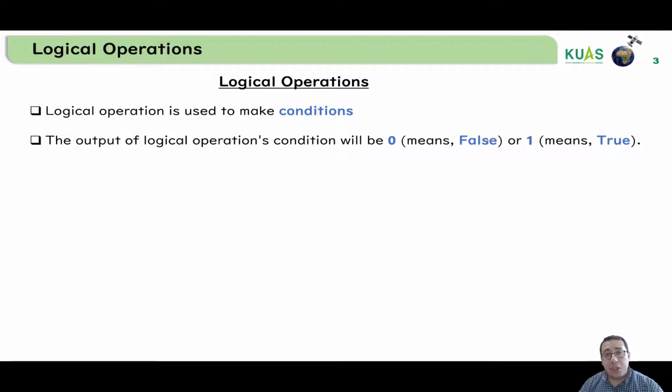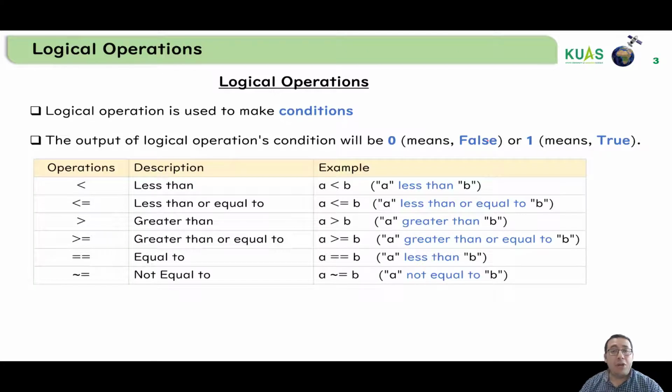To create a condition using the logical operation, here are some of the operations we can use. For example, the first one is less than. So we can say A less than B. If we know the value of A and the value of B, we can ask, is A less than B? And the answer will be true or false. The second one is less or equal. We can say A less or equal B with a question mark. Is A less or equal B? And the answer will be true or false.